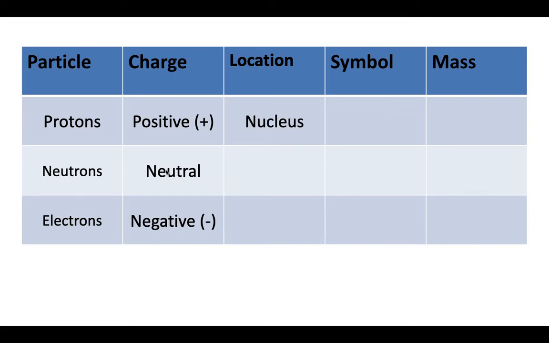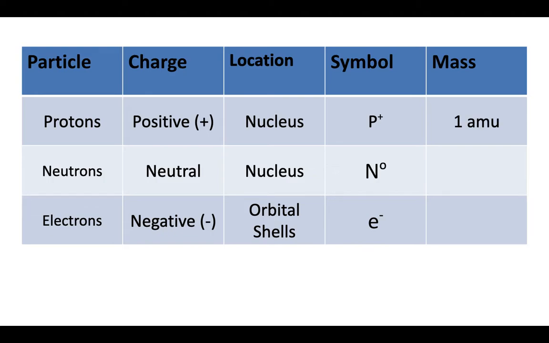Now, protons are found in the nucleus. Neutrons are also found in the nucleus. Electrons are found in the orbitals or energy levels that surround them. The symbol for protons is a P with a plus sign. The symbol for neutrons is an N with a naught, or a 0, for neutral. And for electrons, the symbol is E with a negative sign.